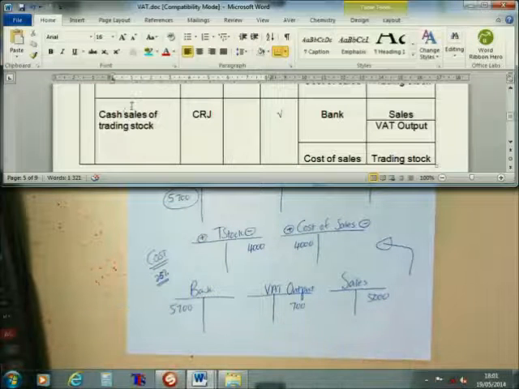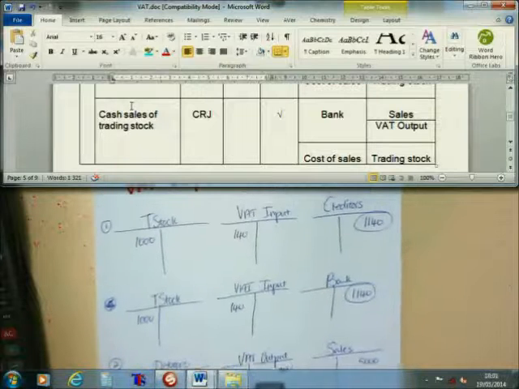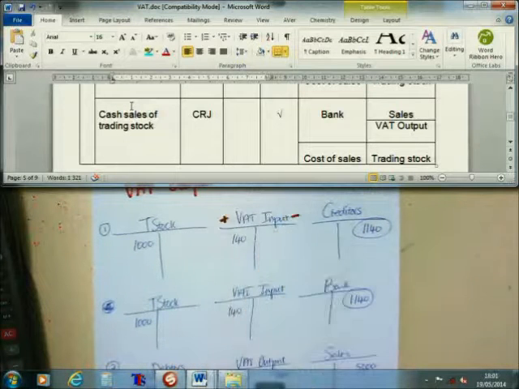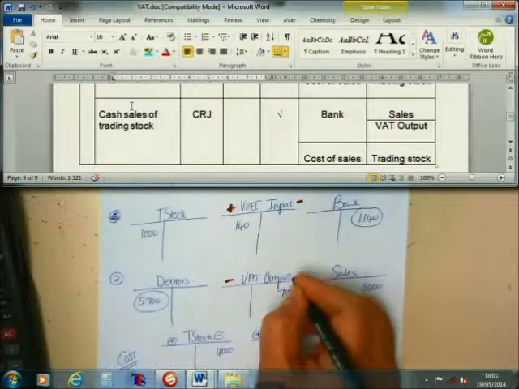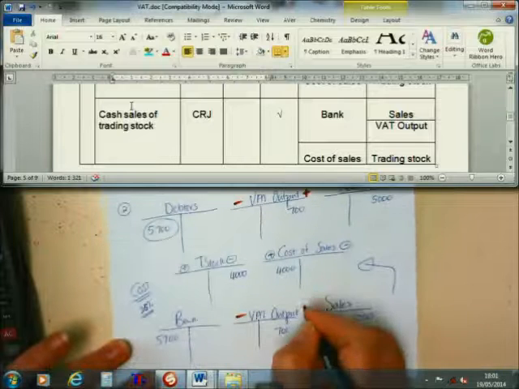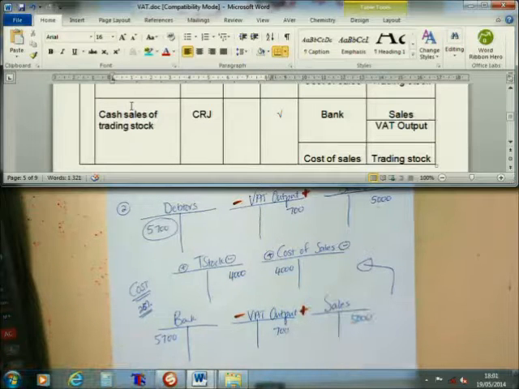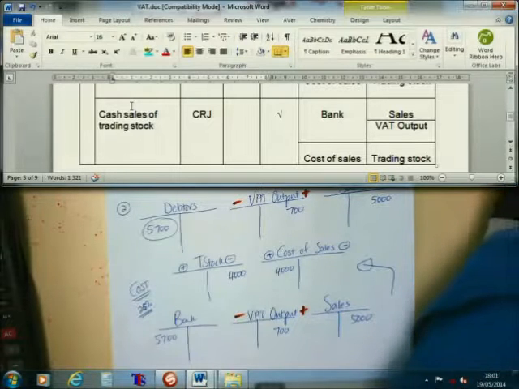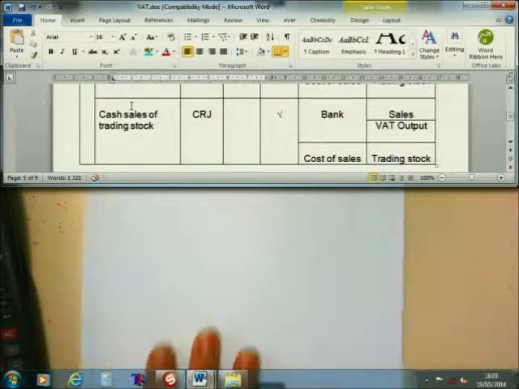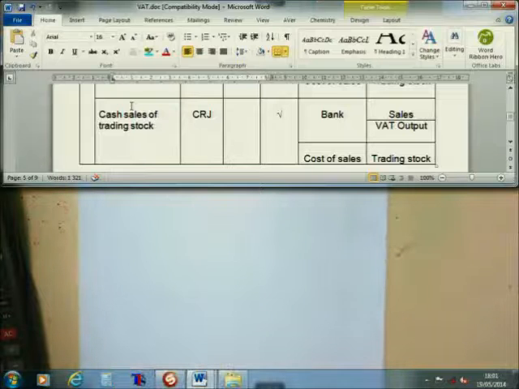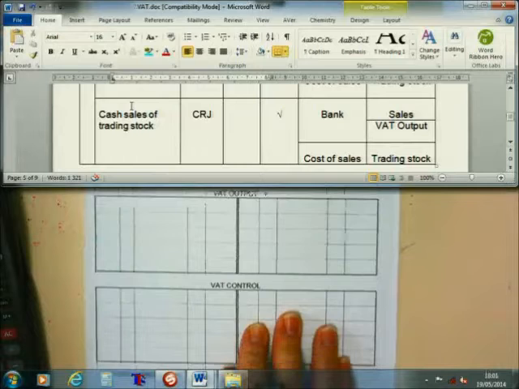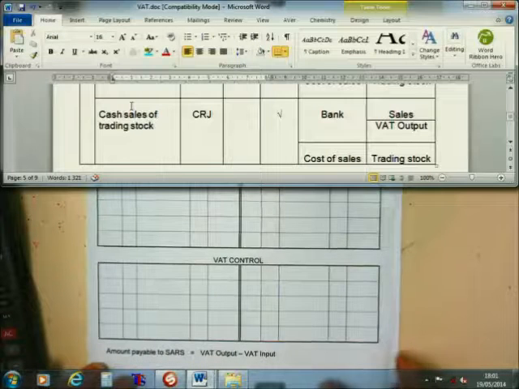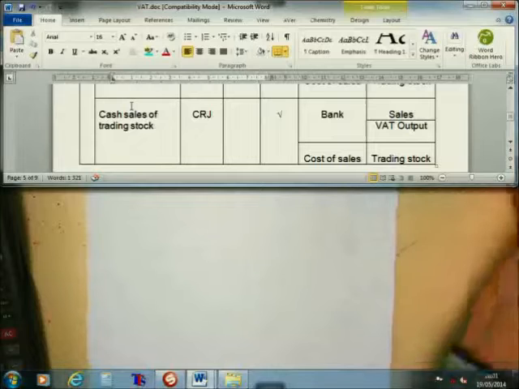I want you to see that VAT input is a plus minus. VAT output is a minus plus. Can you see that? By the end of the day, we are only going to do this. By the end of the day, it's only necessary for you to do VAT input, VAT output, and VAT control. But you must understand what we're busy doing.